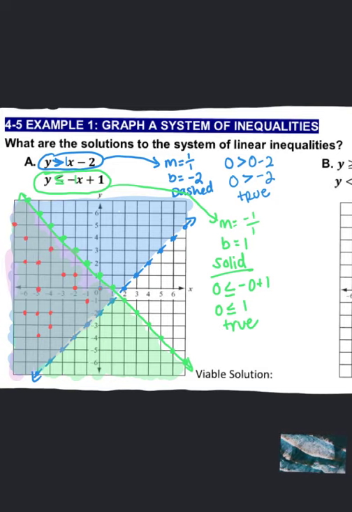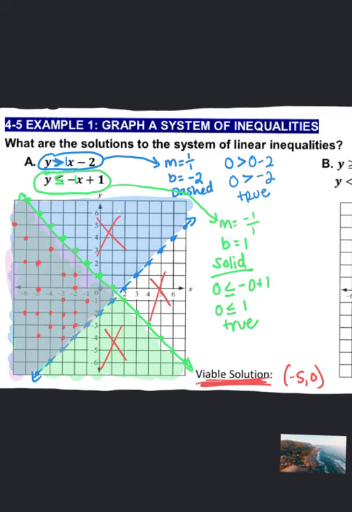So if I ask you to give me an example of a viable solution, you can give me any of these red dots that I have given, any of them. It really doesn't matter. There's a million of them in there. What does not work is any of these points. Nothing that falls in the blue, green, or white regions. None of those are viable solutions. Only the points within the overlapped region. So in this case, let's just make one up. Let's go ahead and say -5, 0. -5, 0 is right there, so it is a viable solution.